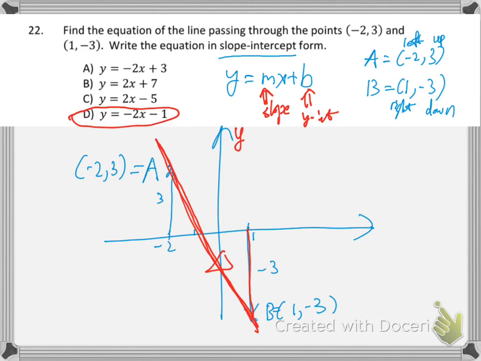So +3, +7, that's impossible. That's the positive half plane. -5 is too low. So B, this triangle on the picture, is the most important part to help you choose the answer.